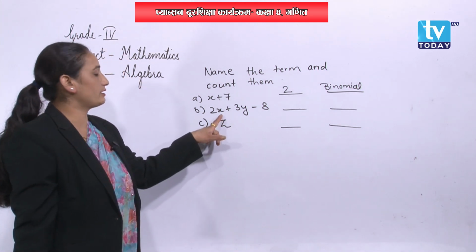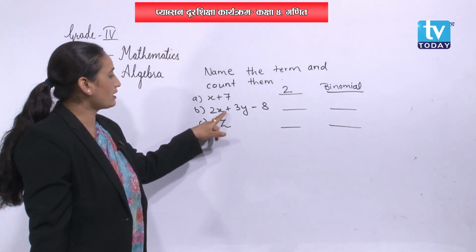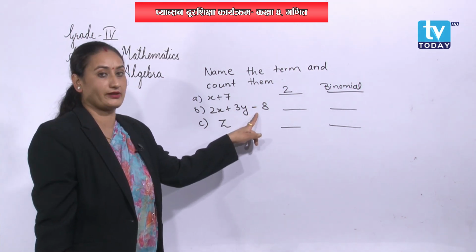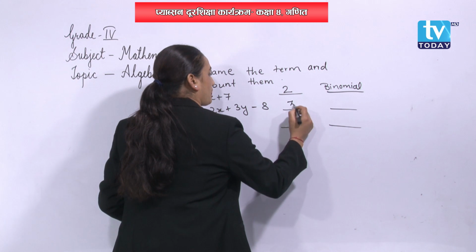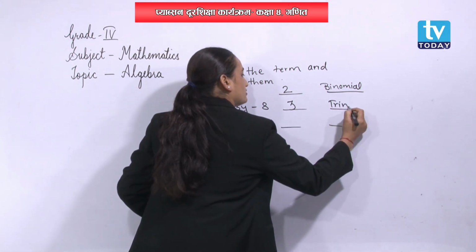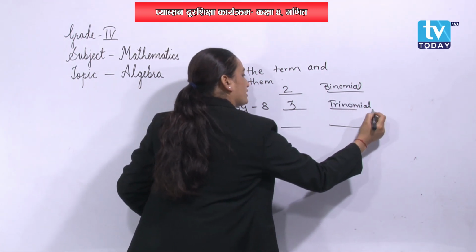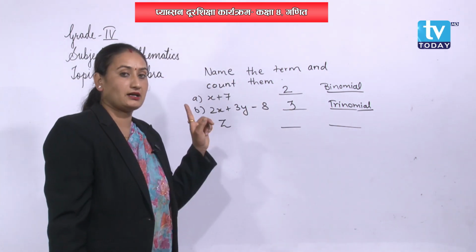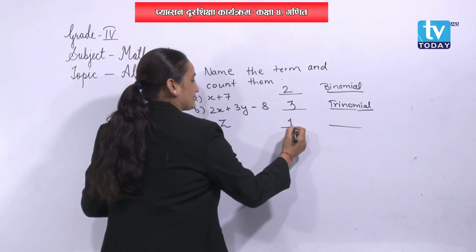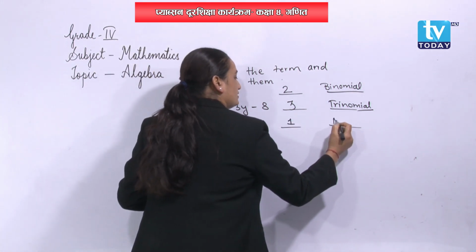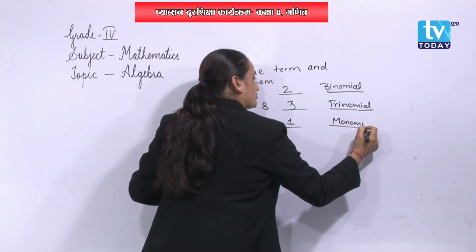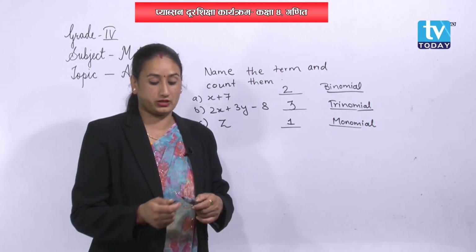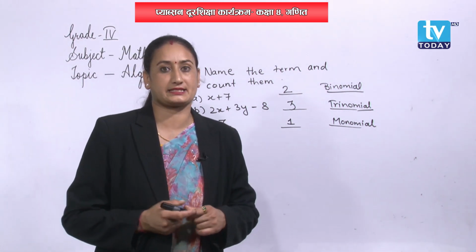Okay, now here, let's count it. 1, 2, 3. Here is a plus sign also and minus sign also, right? 3 terms. Trinomial. Now last, that is z. Only a single term is left, right? 1 is there. So we call it a monomial. Done? Okay, this way, if you got an exercise in your book, you can do that exercise as well.